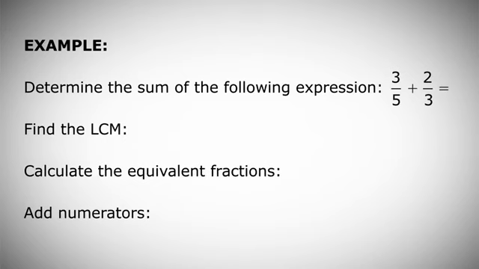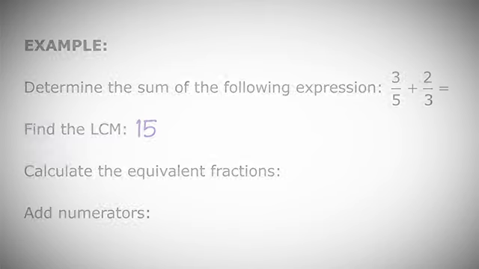First example asks us to determine the sum of the following expression, 3/5 plus 2/3. Our first step is going to be to find the lowest common multiple. If you take a look at the two denominators, we have 5 and 3. The lowest common multiple is going to be 15. Now that we know that, we need to calculate the equivalent fractions. So, our first fraction is 3/5.